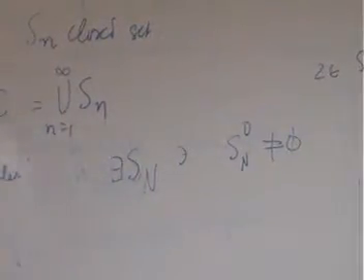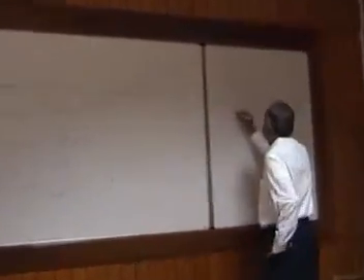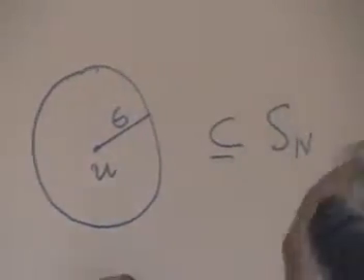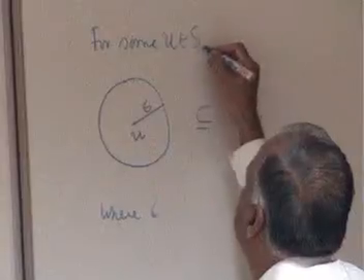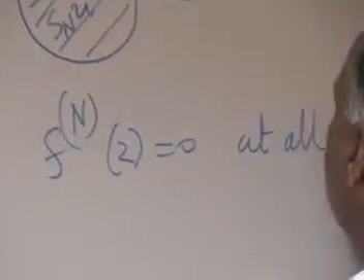What does that mean? There is a point such that there is a whole disk around it which is in Sn. So there is a point U and a radius epsilon such that this disk is contained in Sn, where U belongs to Sn, for some epsilon greater than 0. Because U is an interior point, it must have a whole disk about it; open balls in the plane are the disks. So what it says is all these points are in Sn. That means f^(n)(z) is 0 at all z in Sn.